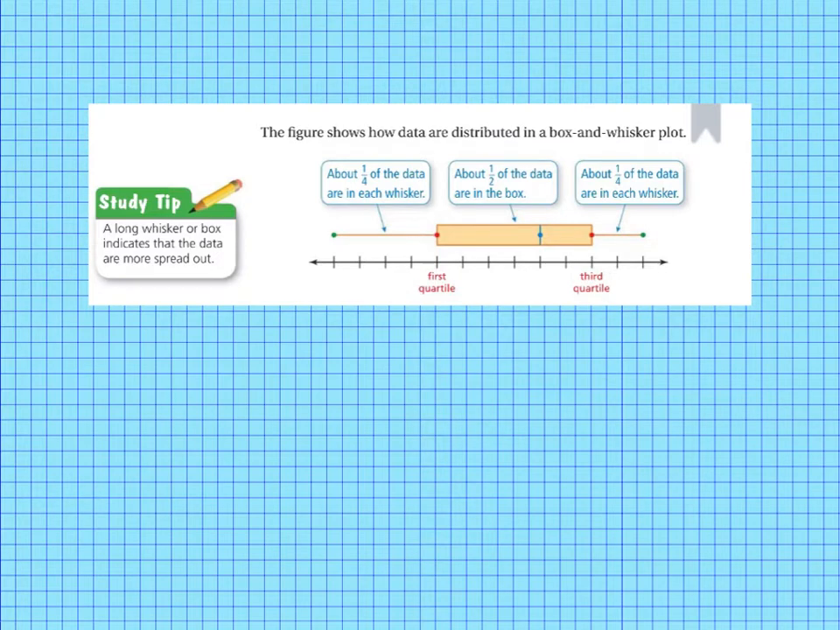So here's just an extra little study tip that shows you exactly what I was showing you on the last slide. A quarter of the data are in each whisker and half of the data are in the center in the box. So when you're asked about the middle half of the data, you're looking at the data that's in the box.